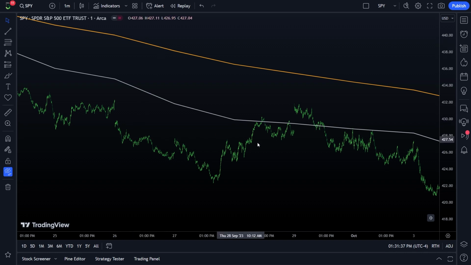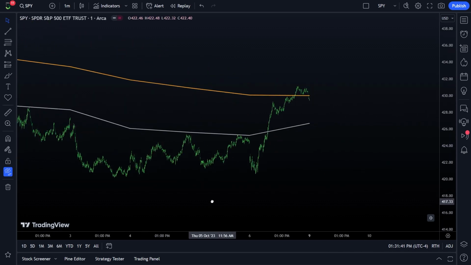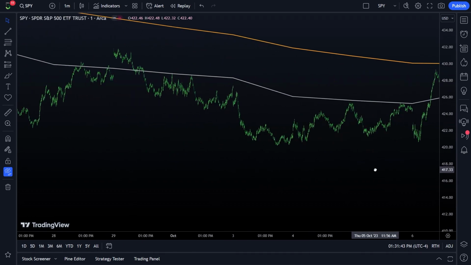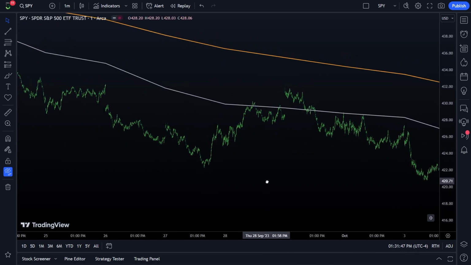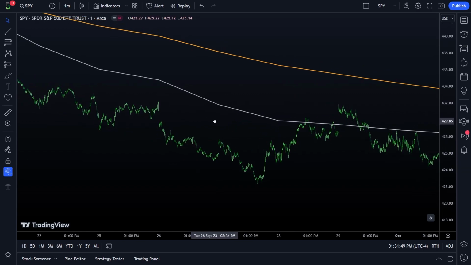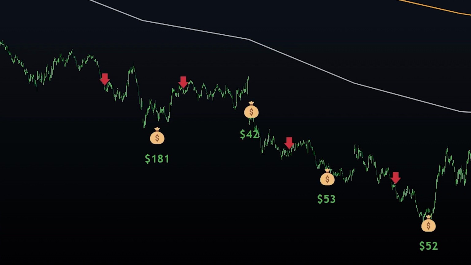So this whole testing period, from when I started all the way until the current price, you can see it would open up a bearish iron fly if the price of SPY is below this white line. So I'll show you where my entries are and where I exited.